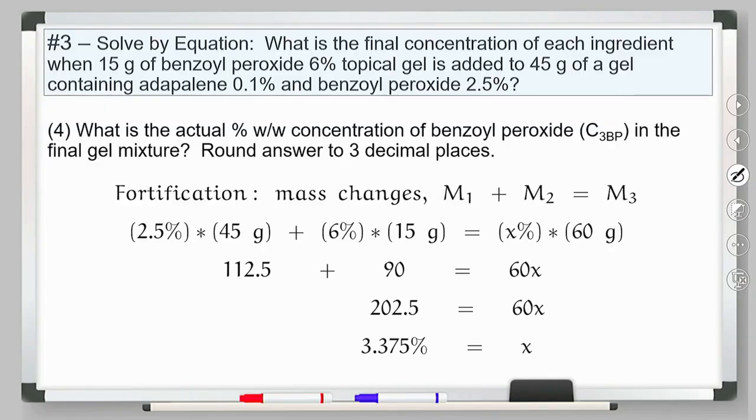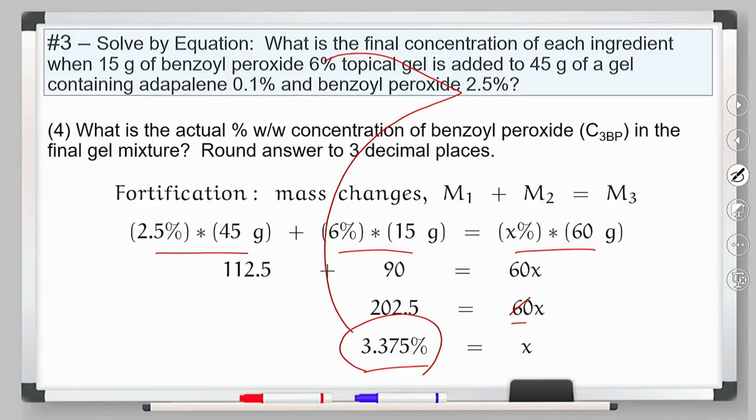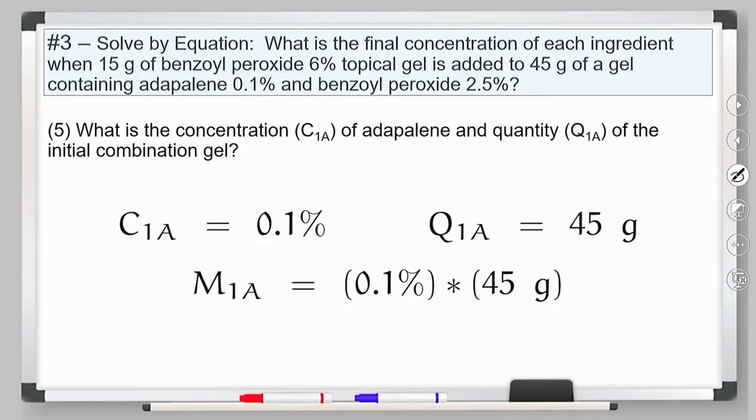So let's just set all of those things equal. If this is the mass of one plus the mass of the other, and I'm going to end up with that, if I do that math, I get basically 112.5 plus 90. That gives me 202.5. Divide that by 60, and I get 3.375%. And let's just look at that. Does that make sense? Is that somewhere between 2.5 and 6? Because clearly we started with 2.5, we added 6% to it, so it should be a fortification over our low concentration.